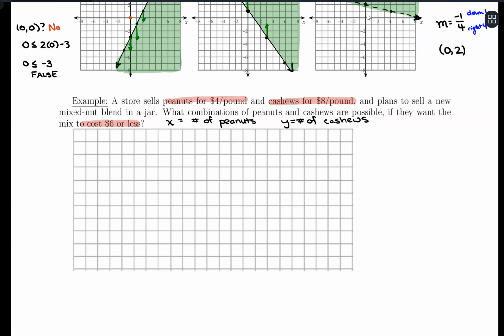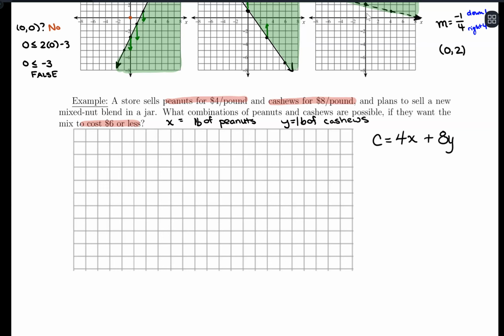All right. So in terms of finding the cost, the cost is going to come from $4 for each pound of peanuts, not necessarily counting the individual peanuts. So pounds of peanuts, pounds of cashews. For peanuts, the cost will be $4 per pound, so that would be 4 times x. And then we add on the cost of the cashews, which is $8 per pound, so 8 times y.